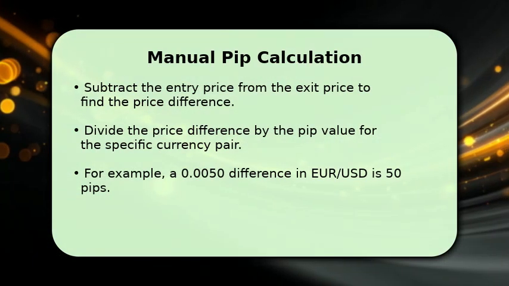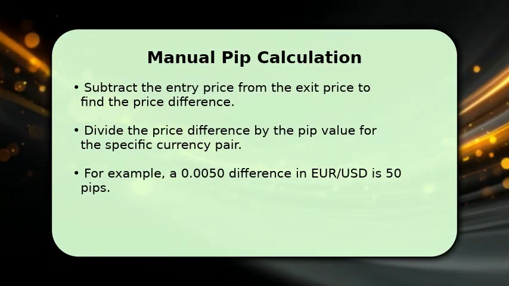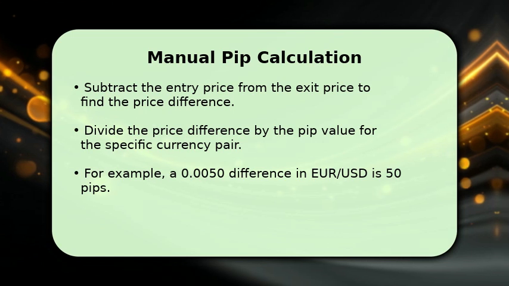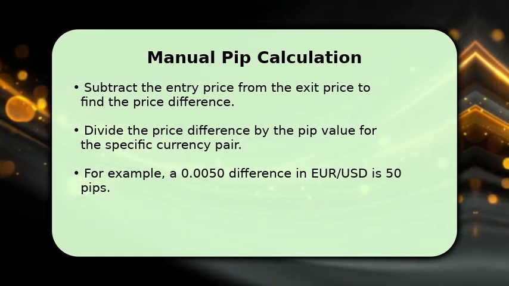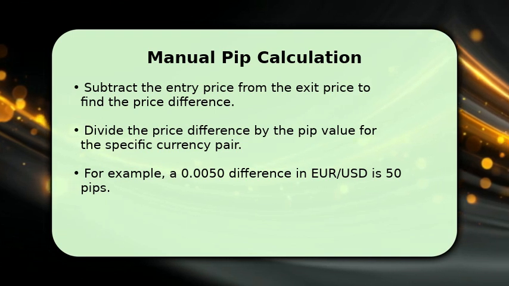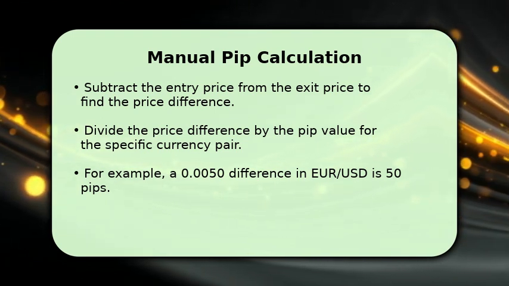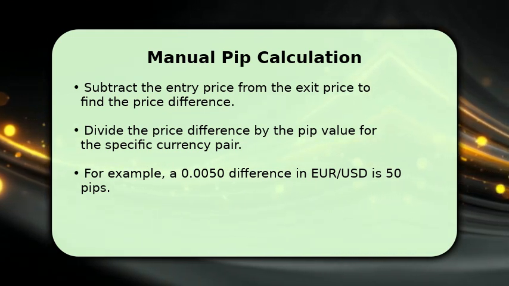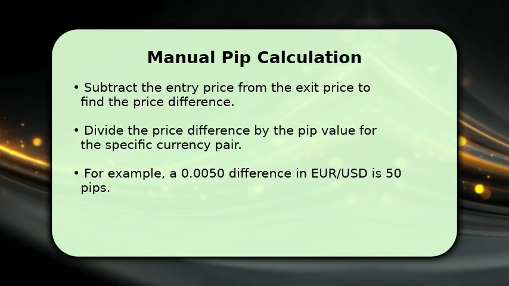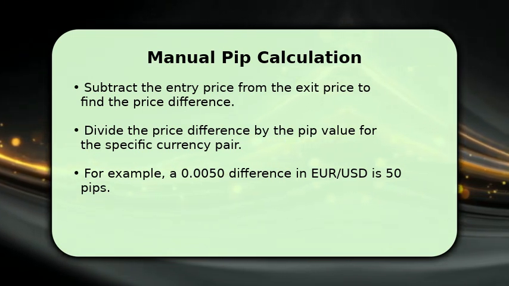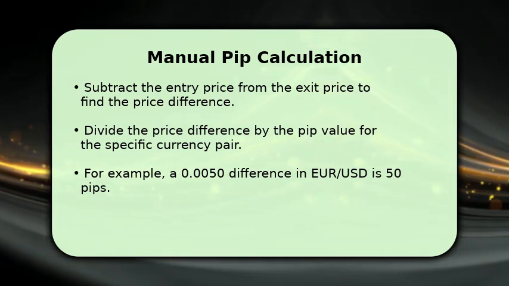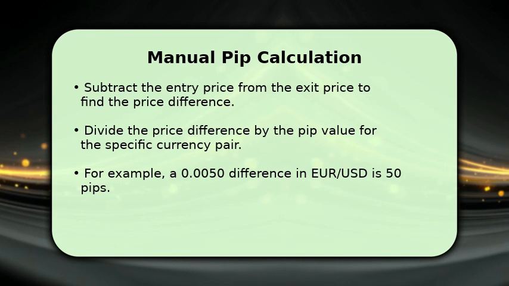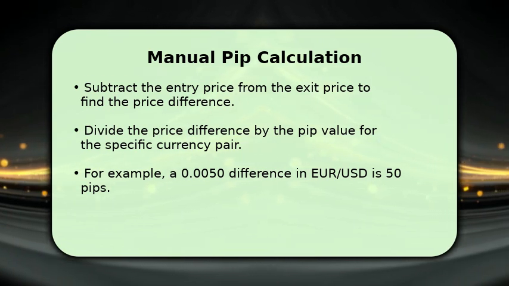While TradingView's tool is convenient, understanding the manual calculation is also valuable. To calculate pips manually, simply subtract your entry price from your exit price. Then, divide this difference by the pip value for that specific currency pair. For instance, if your EUR/USD moves from 1.0850 to 1.0900, the difference is 0.0050. Dividing 0.0050 by 0.0001 gives you 50 pips. This method reinforces your understanding of price movements.